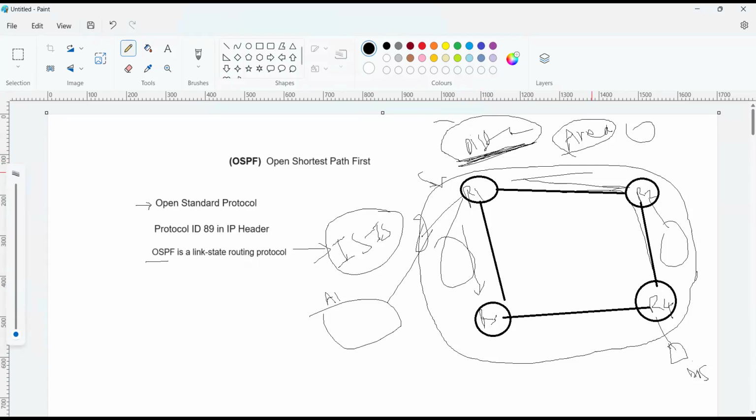Every 30 seconds they will share in distance vector. But in link state, only when any changes occur will they send the information. So here CPU utilization is less. In distance vector, CPU utilization is more. Again, in distance vector, they have only the neighbor routing information. But link state routing protocol has the entire topology information. Those are the main differences.